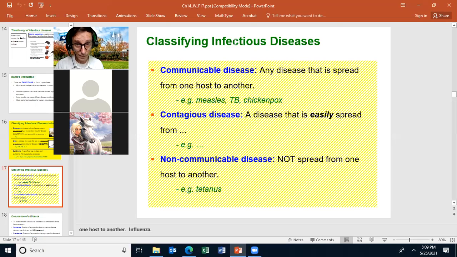There are also non-communicable diseases, and these diseases do not spread from one host to another. Examples of non-communicable diseases include tetanus and botulism, which they are caused by a microbe, although the bacteria or microbe do not directly cause it. It's the toxin that causes these two diseases.